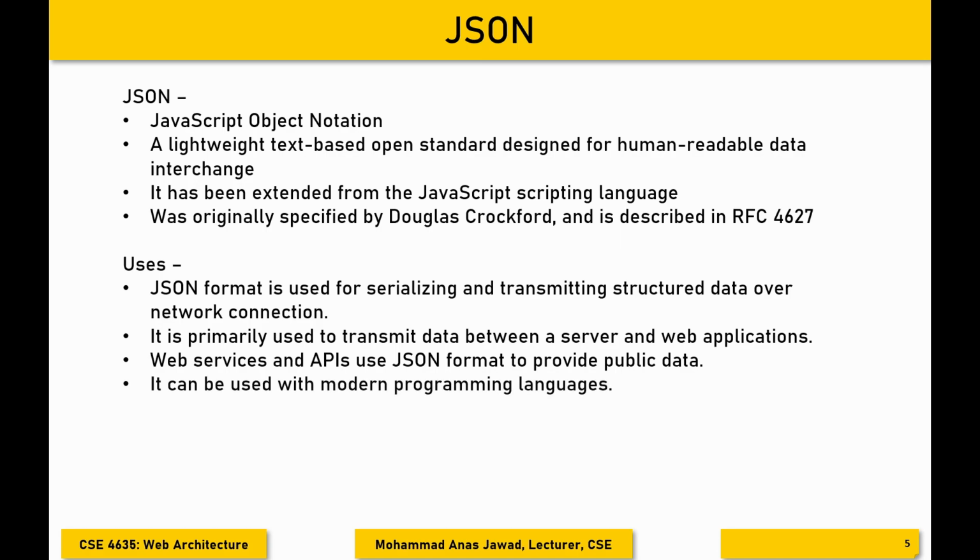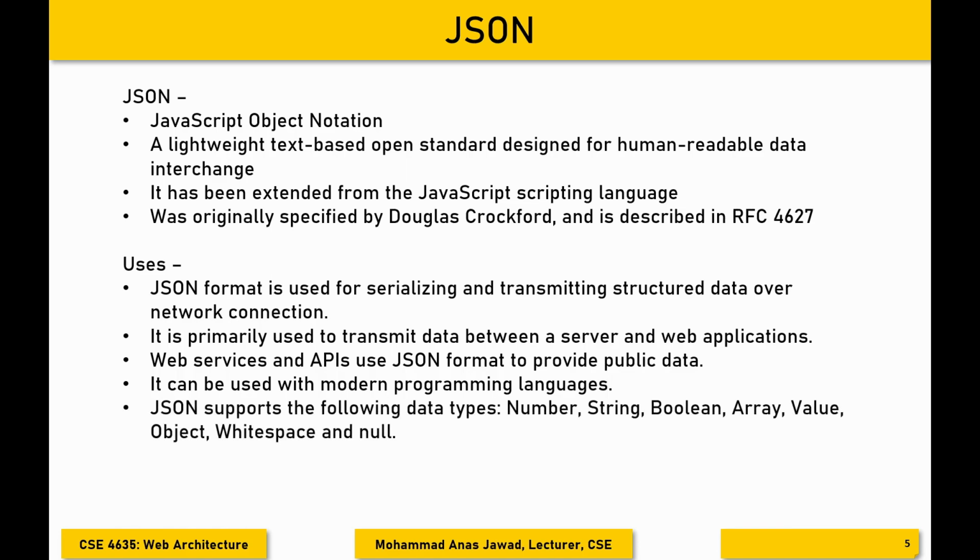So most modern programming languages do support JSON actually. JSON supports the following data types. It supports data types like number, string, boolean, array, value, object, whitespace, and null.